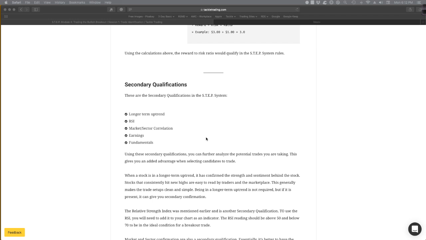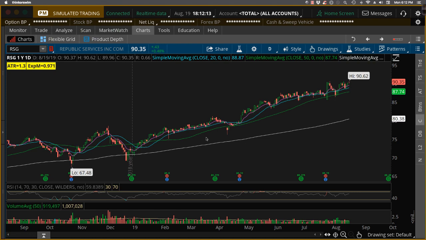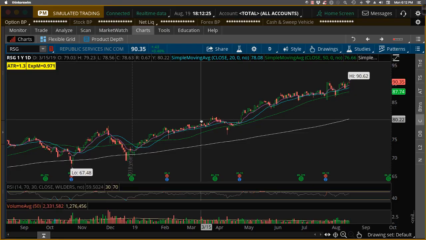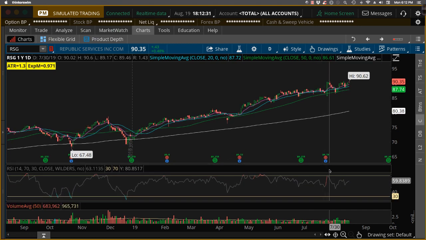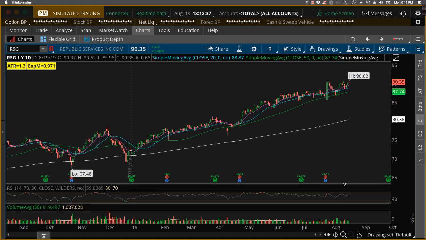trade. So I've been looking at RSG on the scouting report for Public Services Inc. and just trying to fall in line with the secondary qualifications. It's got a really nice uptrend in a cup and handle, so it's got a longer term uptrend. It's got a nice cup and handle pattern for a breakout. It's got an RSI, which we'll talk about in the next video, that's above 50 and below 70, so that's showing signs of strength. So I've got those things looking well.